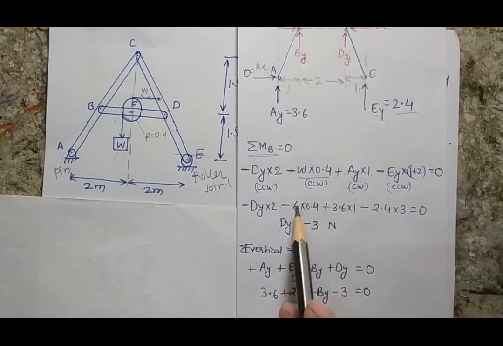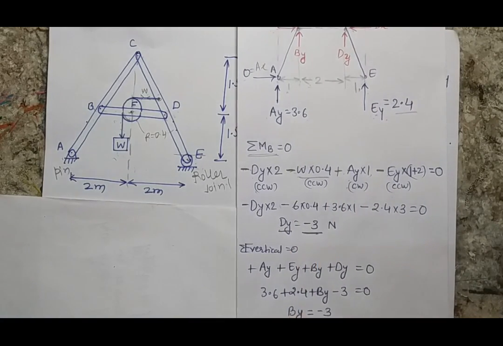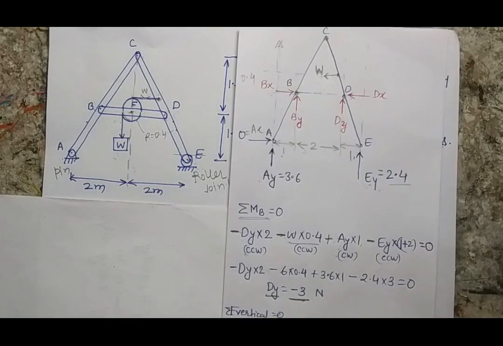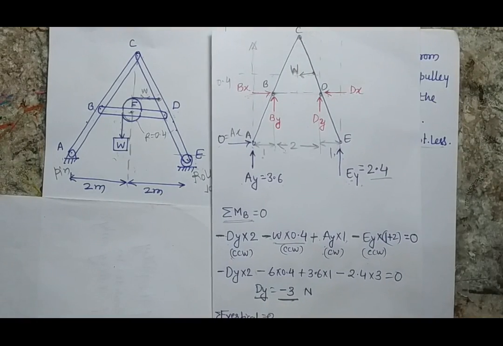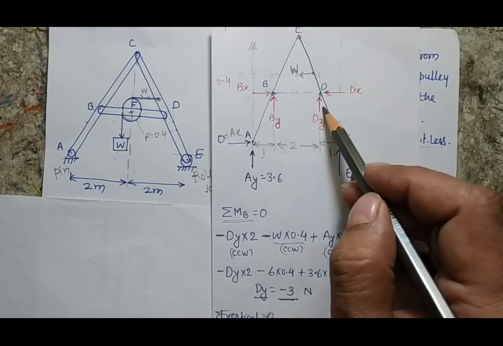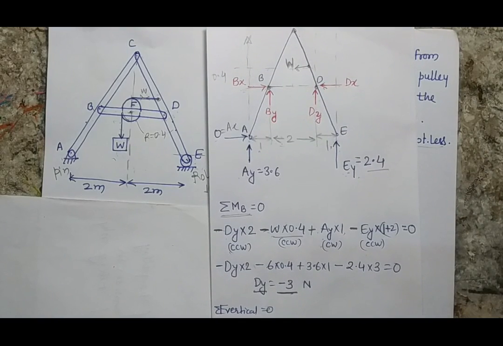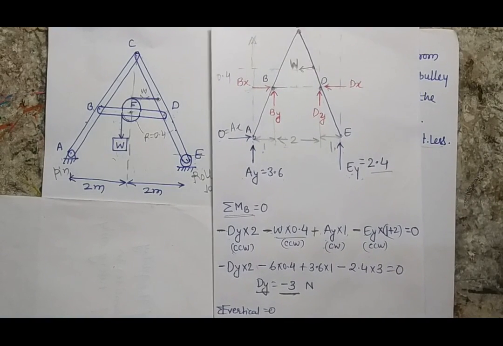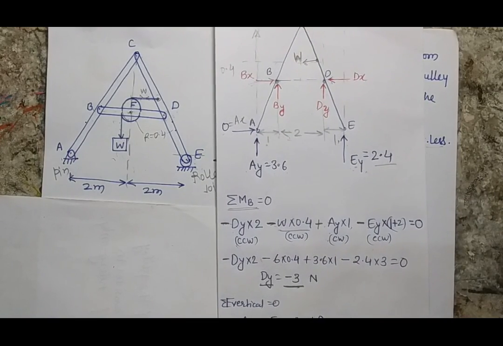When I solve this equation, because all other values are known to me, I get that Dy is minus 3. Again, this minus sign means that Dy will actually be in the downward direction, but as I have considered Dy in the upward direction, I will keep this direction the same throughout my problem, but I will put the amplitude of Dy as negative whenever I have to use the value of Dy.